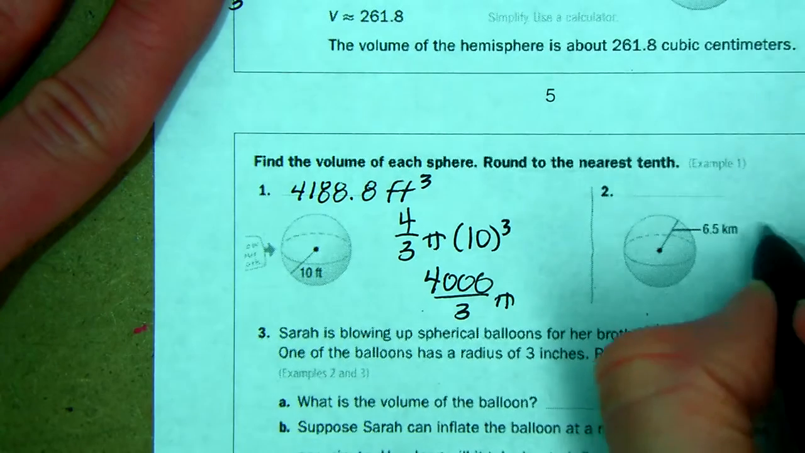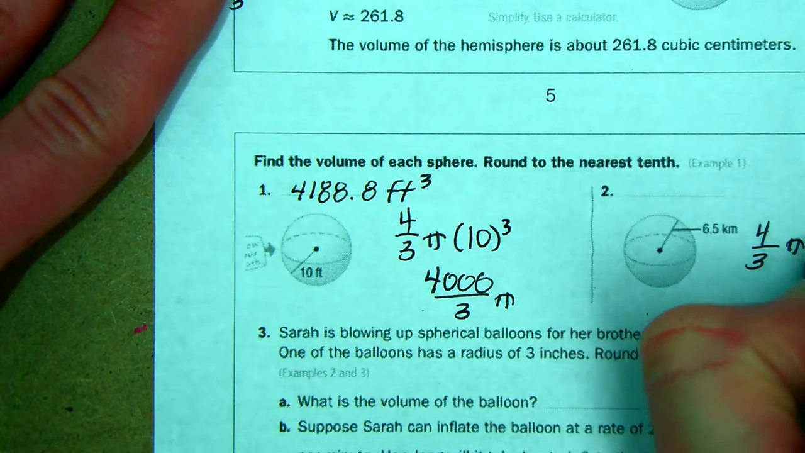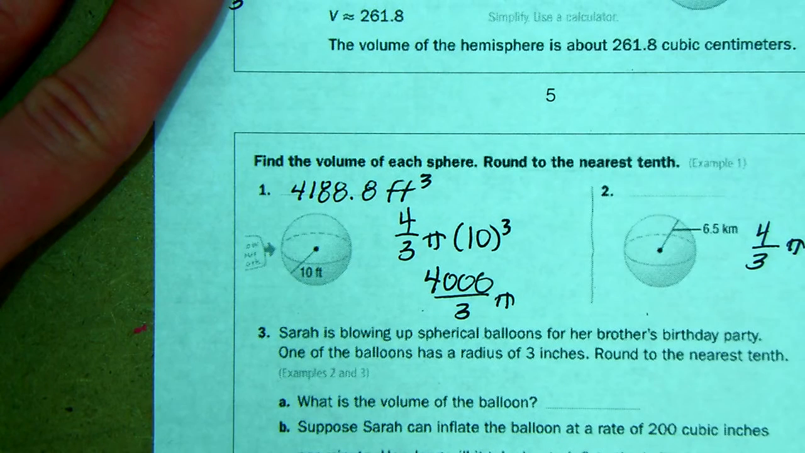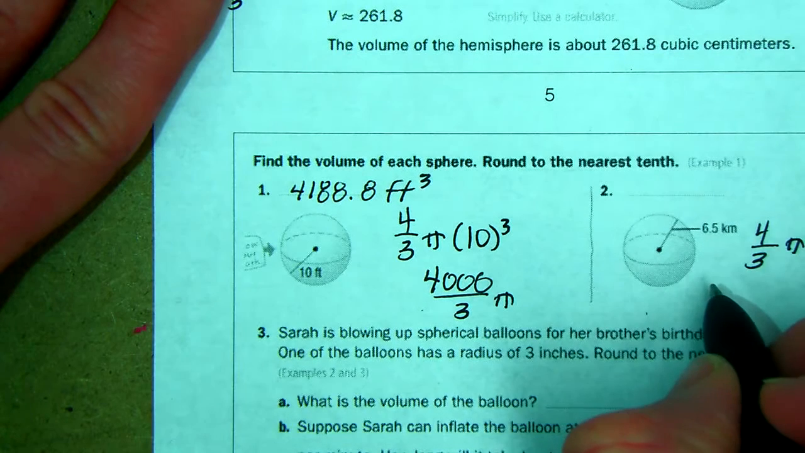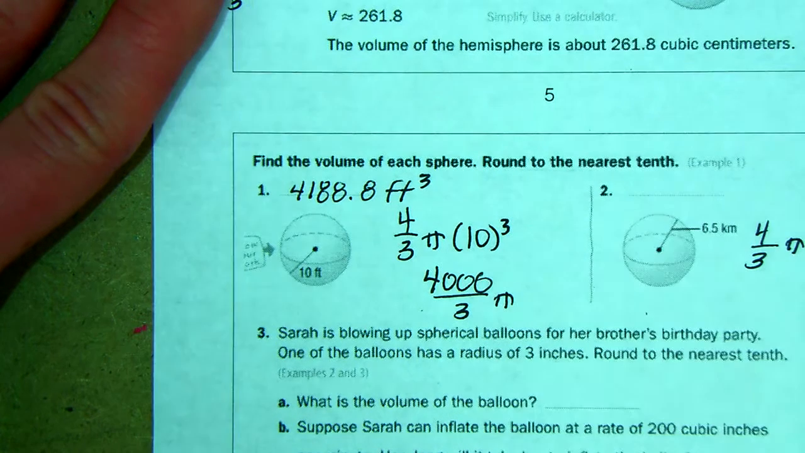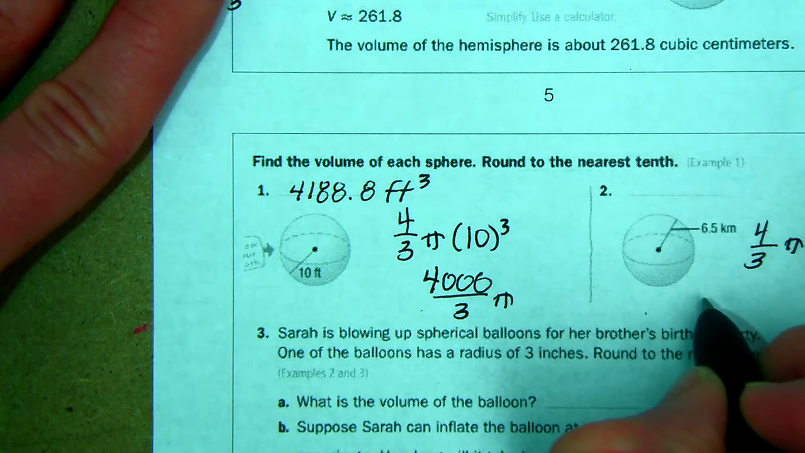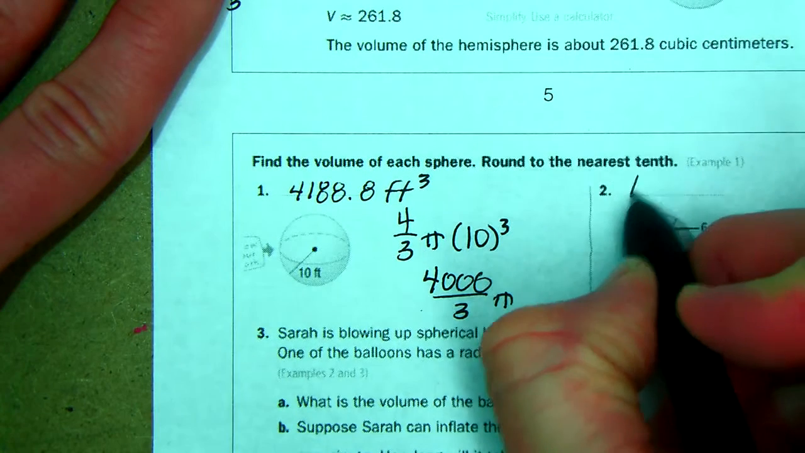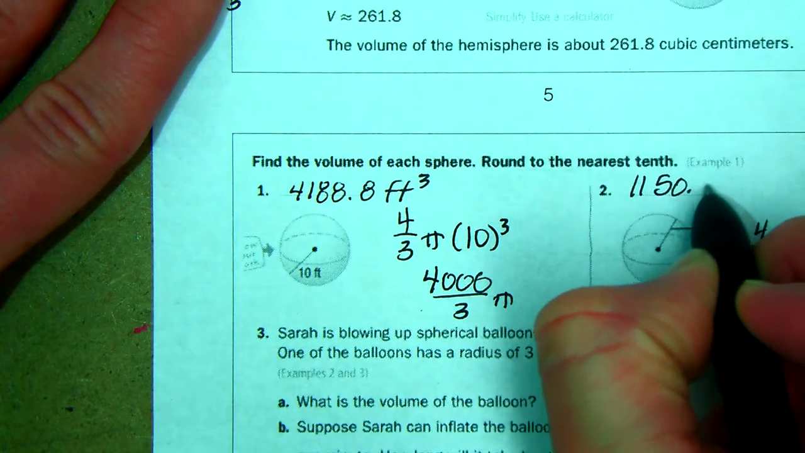All right, next one, I have 4/3 pi times 6.5 cubed. So 6.5 cubed times 4 divided by 3. I don't like this as an exact answer, so if I'm going to ask for an exact answer, it's going to be something that's reasonable to write. Okay, so there's that one.